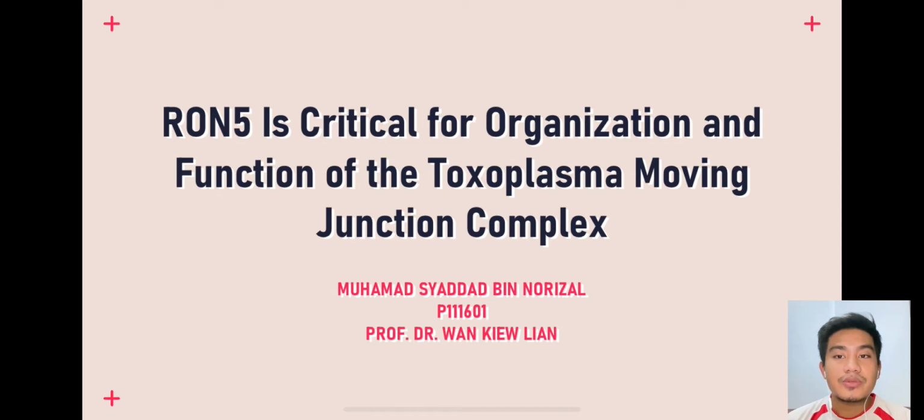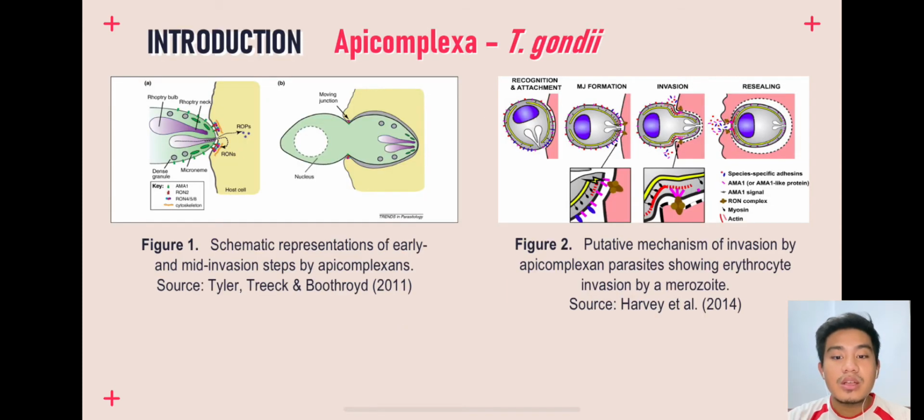So today I would like to present and explain a bit about the article "RON5 is critical for organization and function of the Toxoplasma moving junction complex." So firstly we go to the introduction.